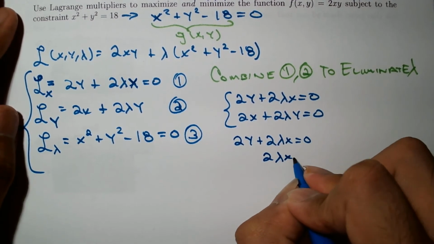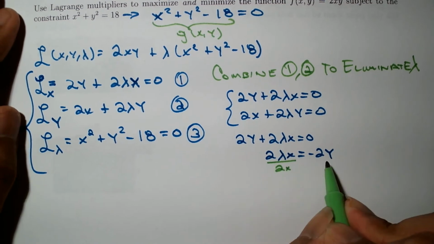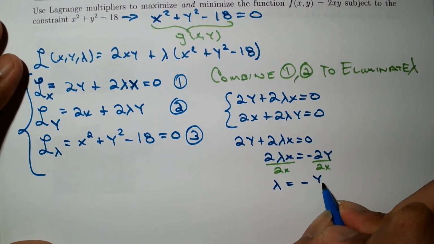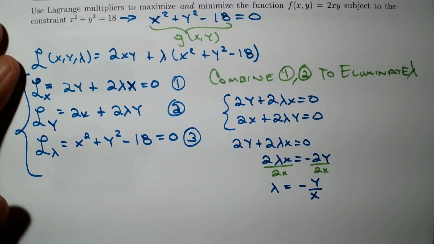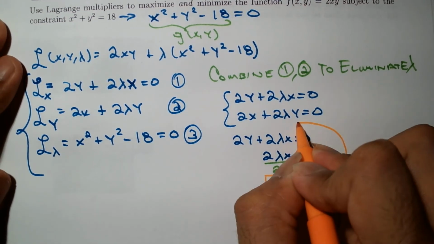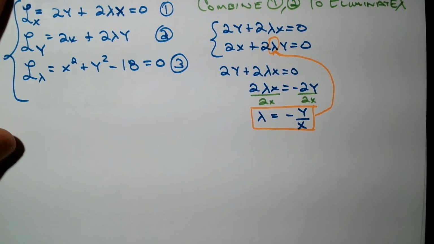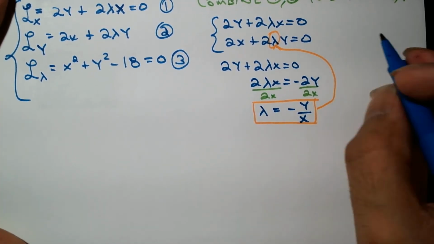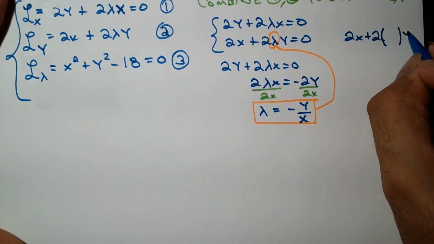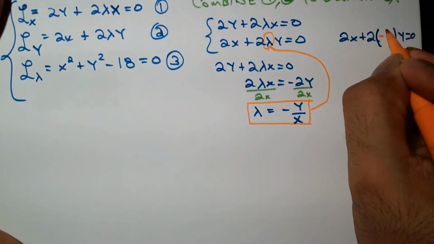So 2 lambda x equals negative 2y, and dividing both sides by 2x, we get lambda equals negative y over x. And then I'm going to substitute this over here where you see the lambda in the second equation, and that's going to eliminate lambda once and for all. So I'm going to have 2x plus 2 times lambda y equals 0. But what is that lambda? For us it is negative y over x.